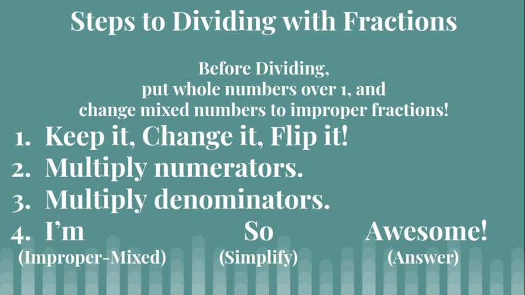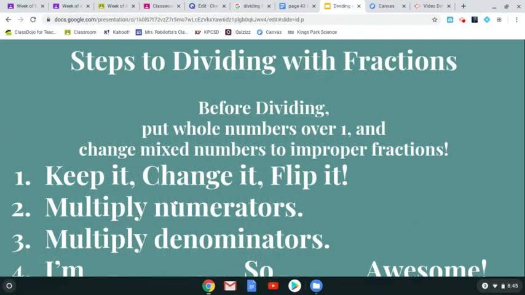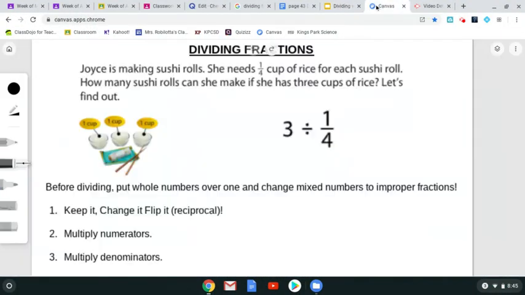So what I want to do now is switch gears a little and look at the rules card that I made. So if I click here, we're at my rules card. Joyce is making sushi rolls. She needs 1/4 cup of rice for each roll. How many rolls can she make if she has 3 cups of rice?